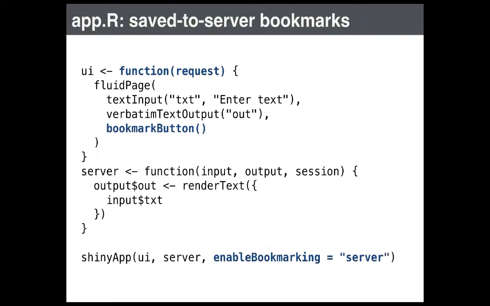First, I'm going to show you how you use the save to server bookmarking. It's very similar to the URL encoded bookmarking. The UI just takes this function, add a bookmark button. The only real difference is you need to have this argument, enable bookmarking, set it to server instead of URL. And that's it. That's the only difference from the perspective of somebody who's writing the code.